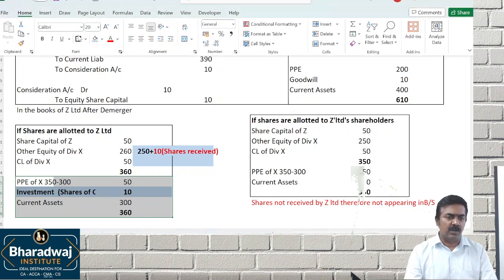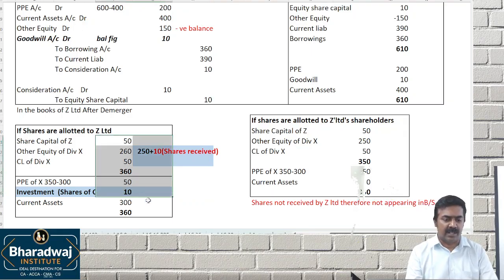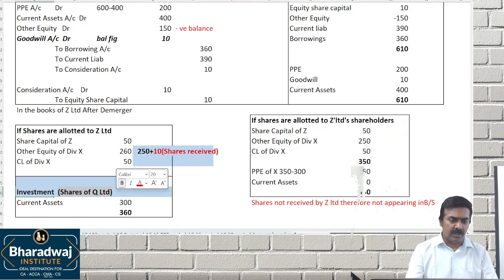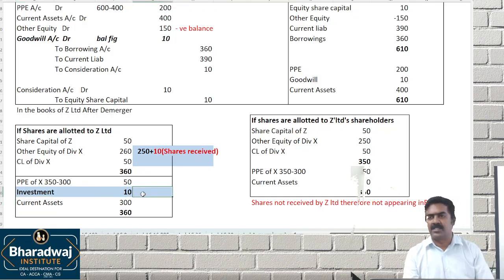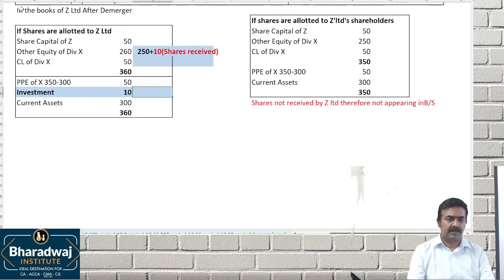What is the journal entry you will pass for receiving the shares? Investment account, that is shares in Q Limited account, debit to other equity account, credit. How much? 10. That is 1 crore into 10, 10 crores. Take up this.